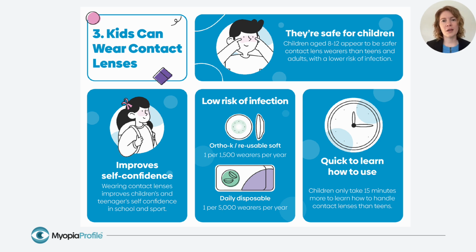So this provides some key information on contact lens safety in kids, including statistics for the low risks of microbial keratitis or infection, which is in the middle of the bottom row there. It also talks about the benefits of contact lenses for kids in terms of improvements to their self-confidence and their ability to participate in activities, and that kids are generally quick to learn how to handle and how to care for their contact lenses as well.